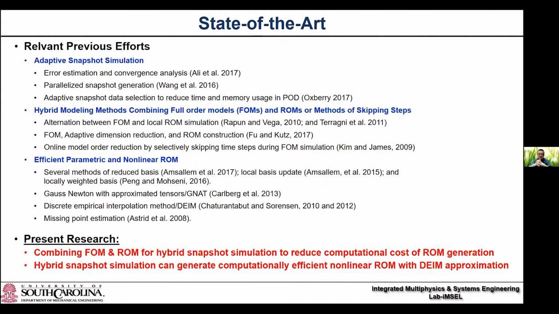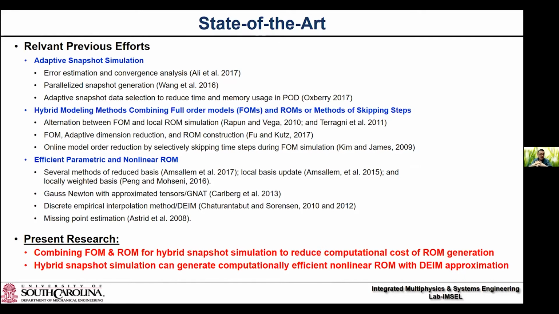So now let's take a look at the state of the art. In this slide, I want to introduce some relevant previous efforts. Sorry for the typos. One area which is directly relevant to this research is the adaptive snapshot simulation. For example, Ali et al. presented adaptive snapshot simulation along with error estimation and convergence analysis in order to make the snapshot simulation more efficient. Wang et al. proposed parallelized snapshot simulation, which divides the snapshot simulation into multiple threads so that it can be run in parallel. And also Oxberry presented adaptive snapshot data selection to reduce the time and the memory usage in proper orthogonal decomposition. That's the first category relevant to the present research.